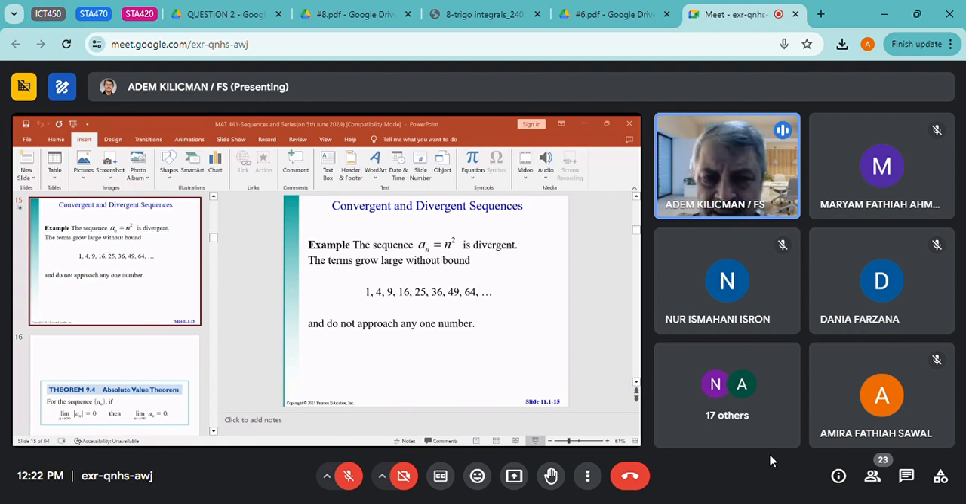Other numbers don't give this guarantee. For example, if a_n converges to 1, we don't have it. If, for example, it converges to 2, we don't have it. For example, 3, we don't have it. Only for 0. If the absolute value of a_n, or nilai mutlak, converges to 0, then the sequence itself is convergent to 0 as well.